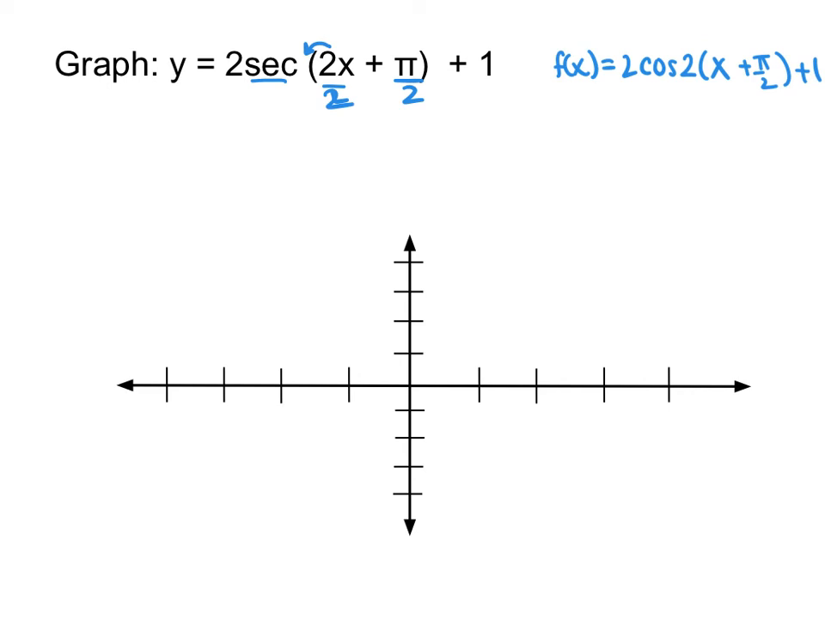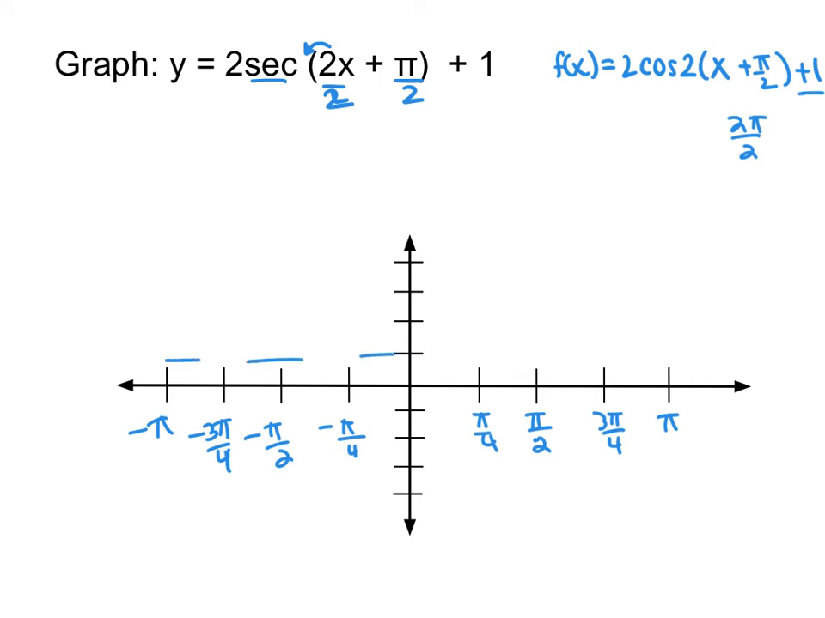So my, go ahead, we'll get our scale. 2 pi divided by b, that's pi. And pi divided by 4 is 1 pi over 4, 2 pi over 4, 3 pi over 4, and then back to 4 pi over 4, which is just pi. Notice I just reduced my fractions to the ones that I could reduce. And now I have a midline. My midline is at 1. My amplitude is 2. I will go up 2. I will go down 2.